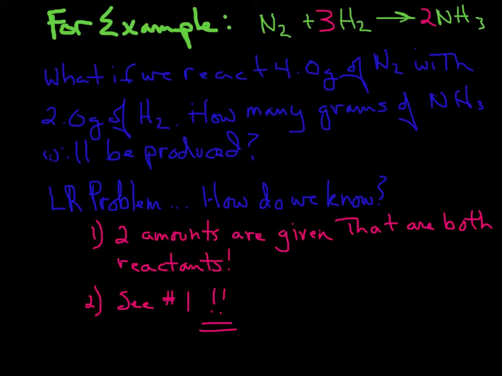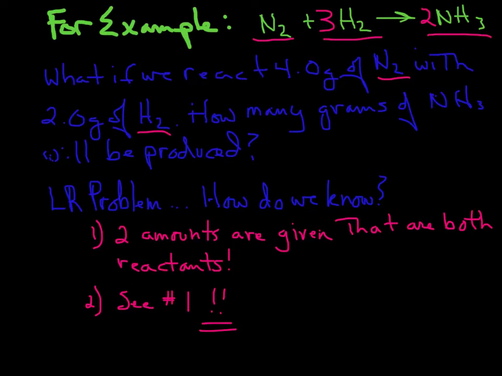Here is a reaction for us up here. We've got nitrogen combining with hydrogen to produce ammonia. And I've got it balanced for you. Again, we're going to be starting with a balanced chemical reaction. And here's my question now. What if we react 4.0 grams of nitrogen with 2.0 grams of hydrogen? How many grams of ammonia will be produced?